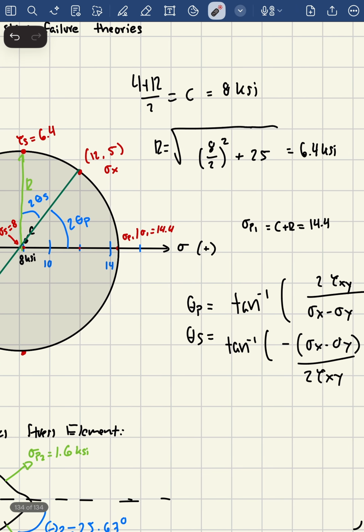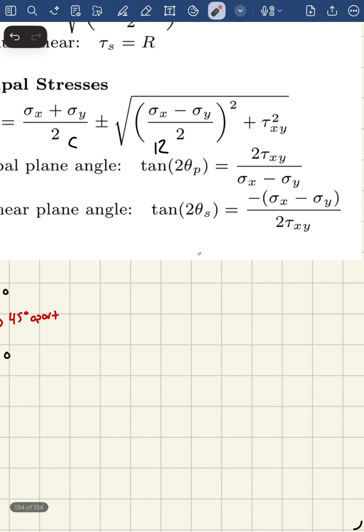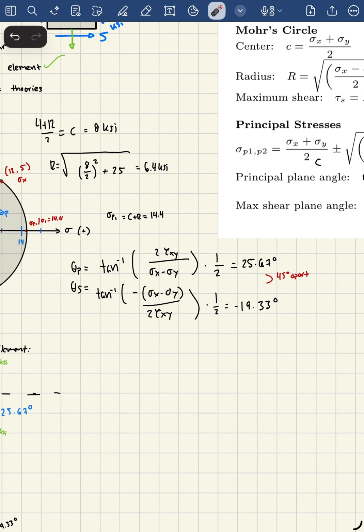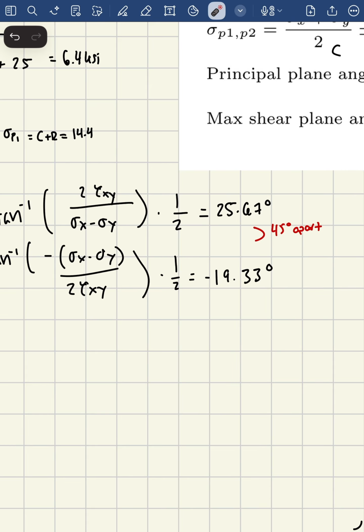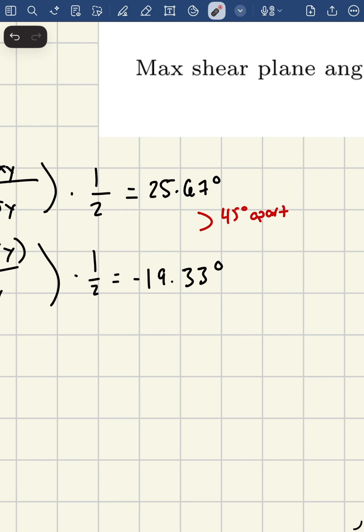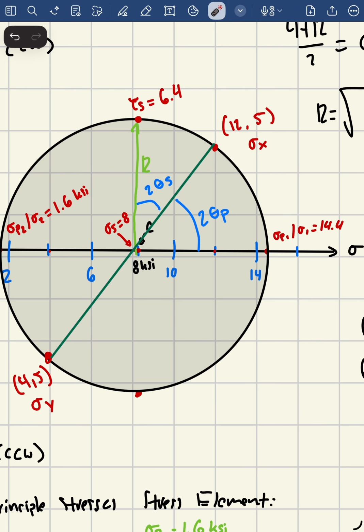To figure out theta s, it's going to be tan -1. It's a different equation, but all these values are already given to you in that initial stress element. It's going to work out to -19.33 degrees. So what's nice is this gives a negative, this gives a positive degree angle. It shows 45 degrees apart, which is always true. That's kind of like a mid-check in your exam. If they're not 45 degrees apart, something went wrong in the middle. And then we can see that value over here.